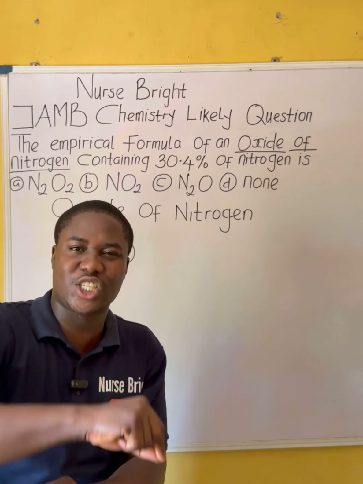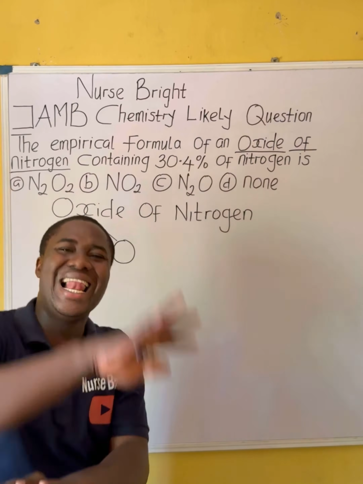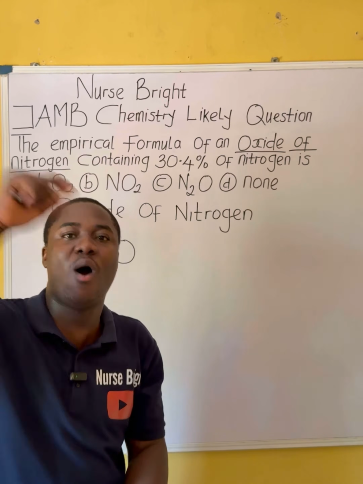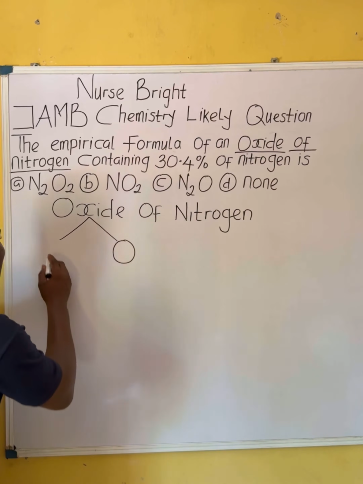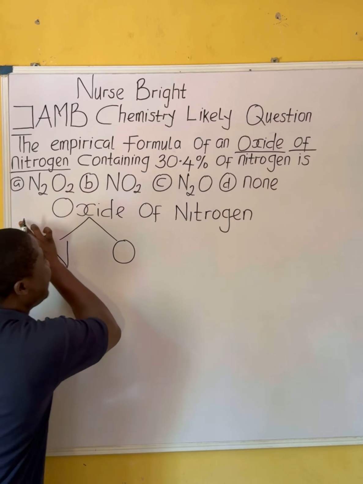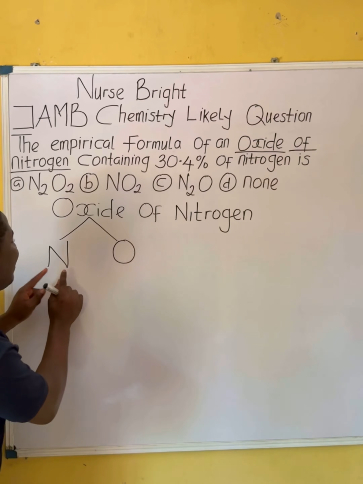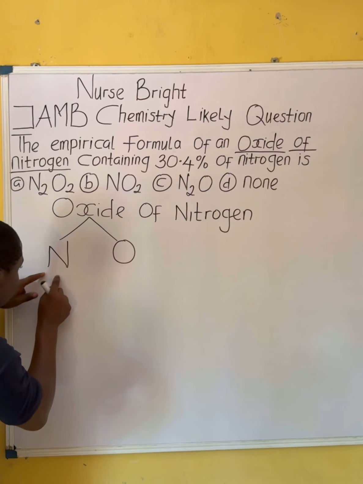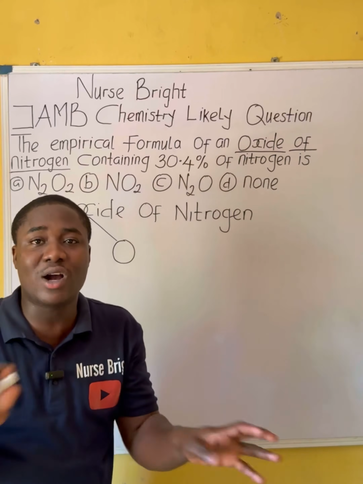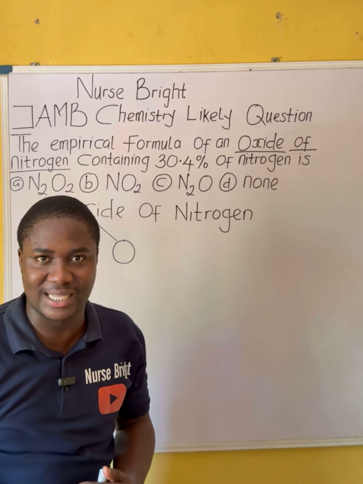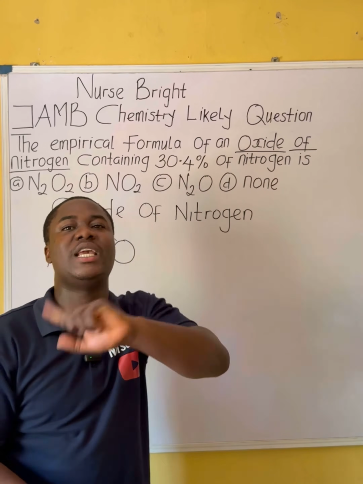So based on this question, they were specific. They said oxide of nitrogen. I told you initially that oxides are made up of two elements. Because in this case it is oxide of nitrogen, the elements that make up this compound, whose empirical formula we want to determine, are these two: nitrogen, which is symbolized as N, and oxygen. So for all kinds of oxide, oxygen must be present. Based on all of this information, let's solve this question. It is extremely easy.